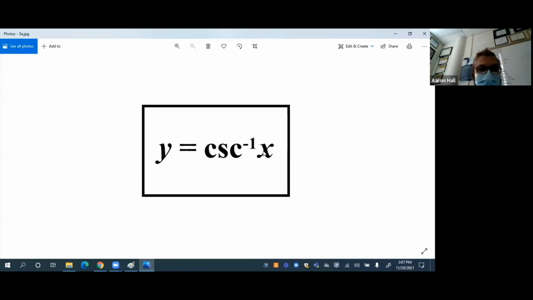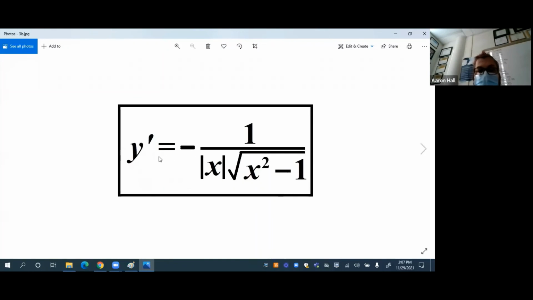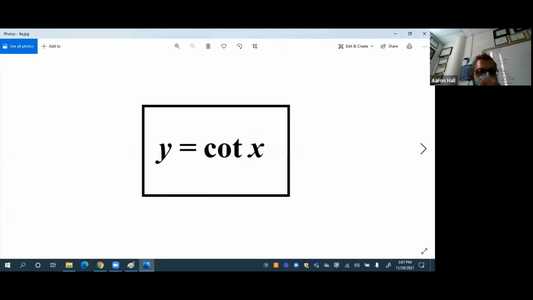Oh, this is the ugly one, huh? So it's negative 1 over the absolute value of x times the square root of what? x squared minus 1. Good. Yeah, that one's probably the hardest one right there. Okay, what is the derivative of cotangent of x? Yeah, it's a cofunction, so it's negative. Negative one more time: cosecant squared of x. Good job.